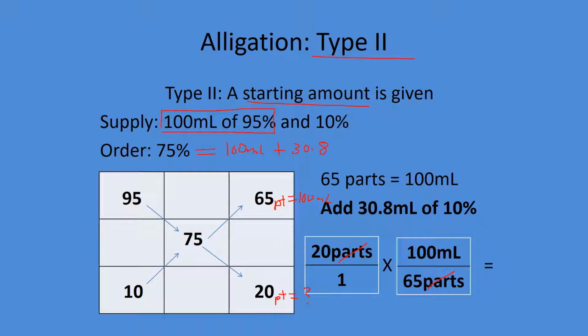So be very careful on what you enter in as your answer, because the question could ask for how much 95% did you use? It can ask how much 10% you should use, or the question can ask how much total 75% can you make. So just read each question carefully and answer the question given.